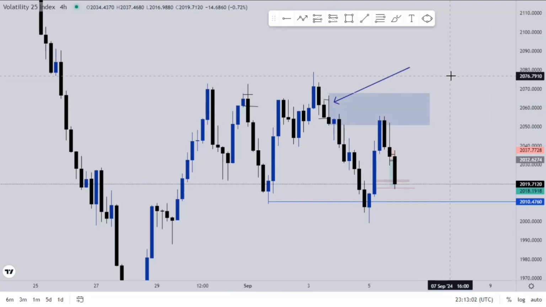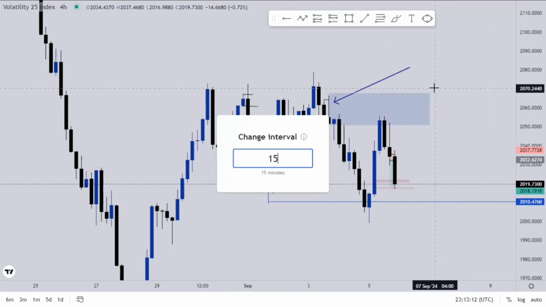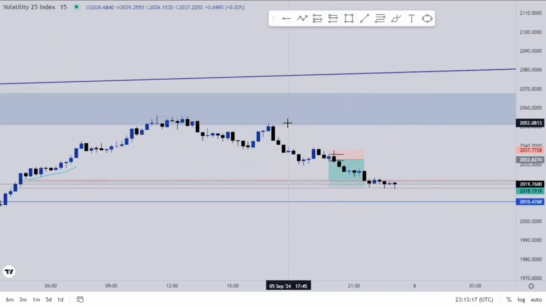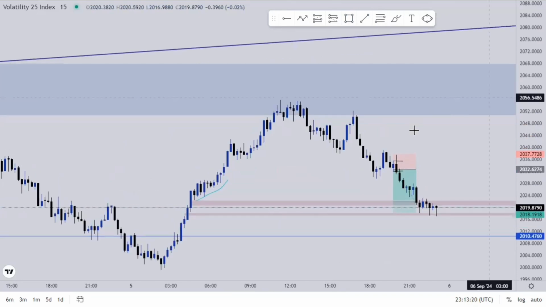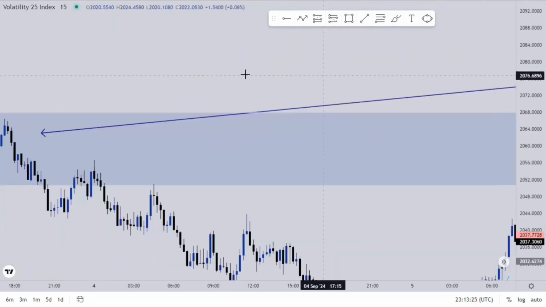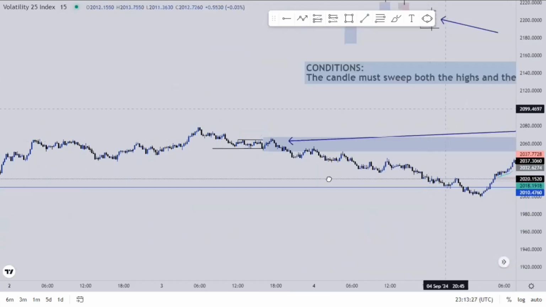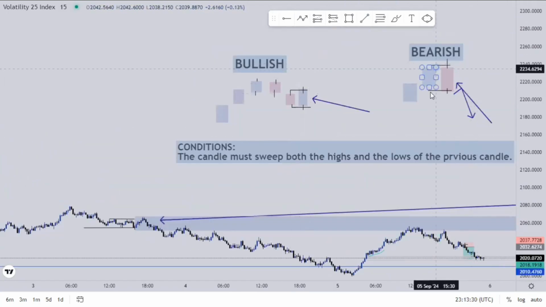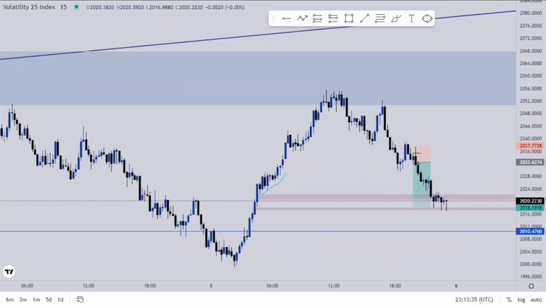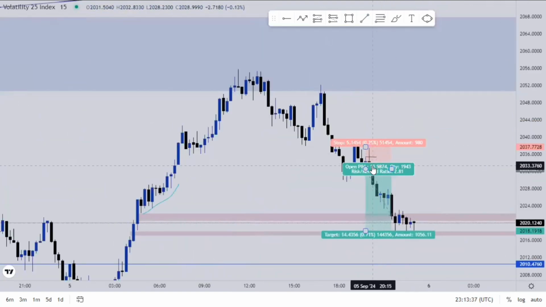To use this on a much higher time frame, I'm going to create a separate video for swing traders. This is strictly for day traders. Once you have this, you go down to the 15-minute time frame, top-down analysis. Go down to the 15-minute time frame, and we're all sitting down here. What were we waiting for? This same engulfing candle that sweeps both the highs and lows of the previous candle. We never saw any since morning, not until this evening, right?